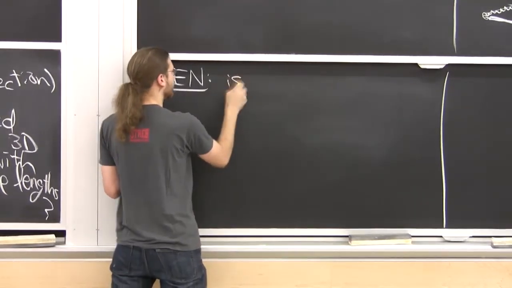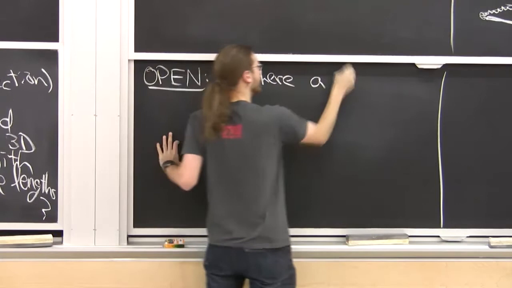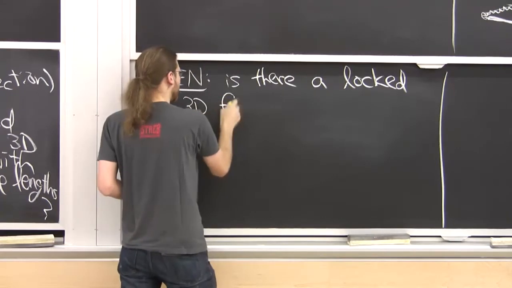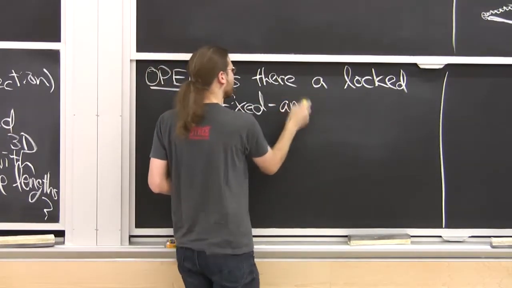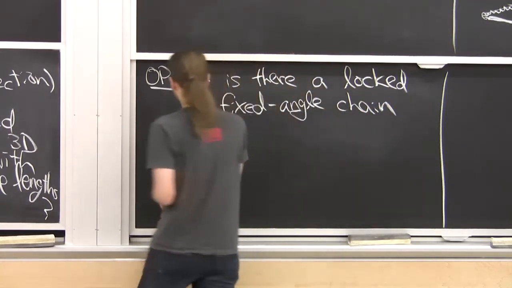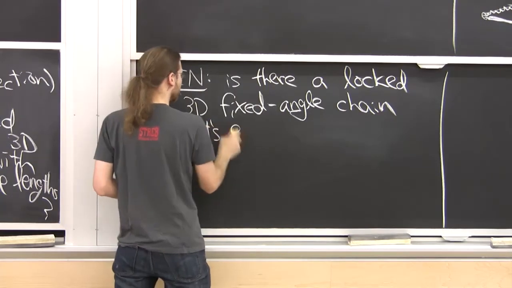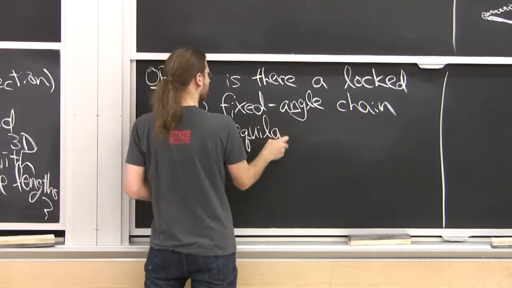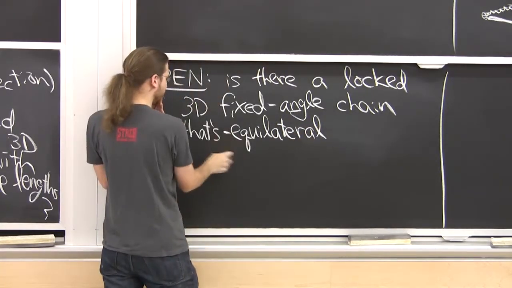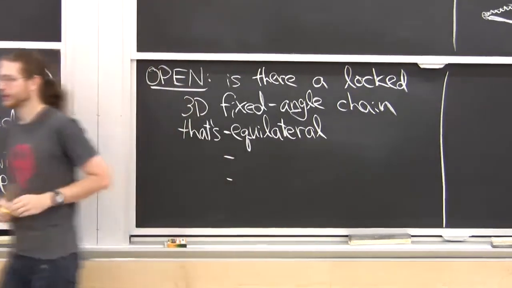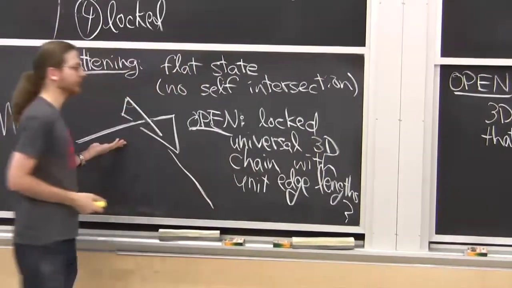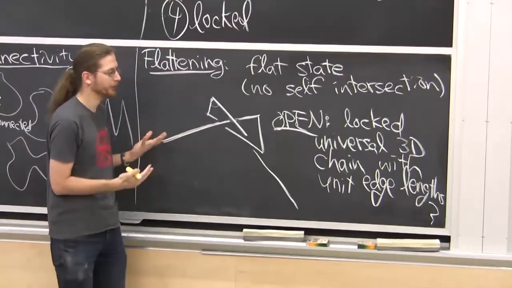is there a locked 3D fixed angle chain that's equilateral? Okay, I'm going to add some conditions here. So that's the first natural question. Knitting needles doesn't suffice. We need a 3 to 1 length ratio, as far as we know.